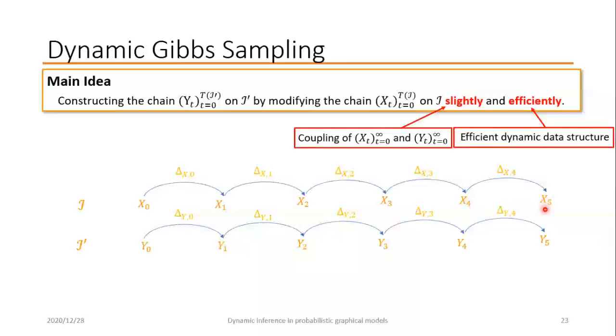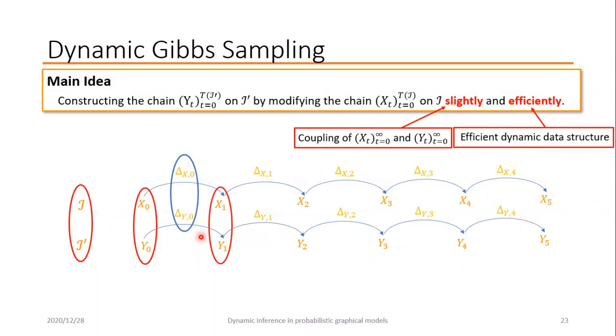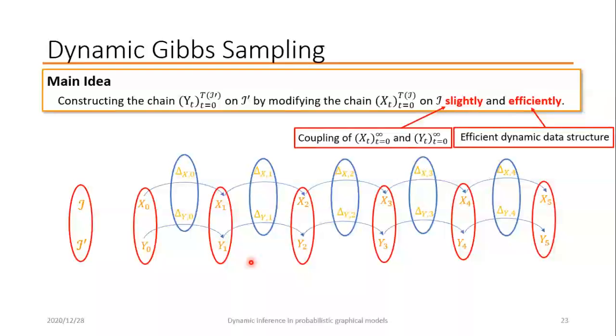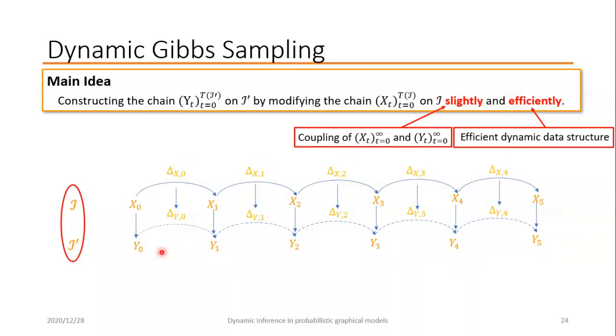Concretely, given the chains X_t on I and Y_t on I', if I and I' are similar, then we can initialize the chains with similar initial states X_0 and Y_0. Because X_0 and Y_0 are similar, the chains can be updated with similar ΔX_0 and ΔY_0. Thus, X_1 and Y_1 are also similar. Iteratively, all X_i and Y_i are similar, and ΔX_i and ΔY_i are also similar. Thus, Y_i can be obtained by modifying X_i slightly, and ΔY_i can be obtained by modifying ΔX_i slightly.